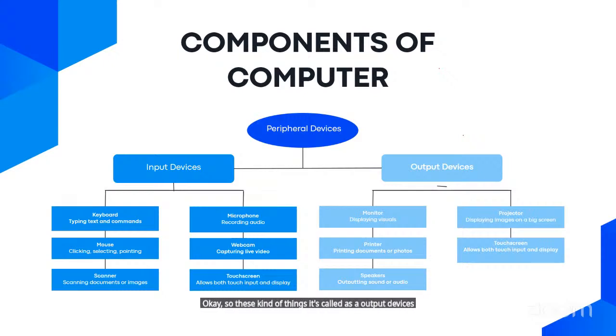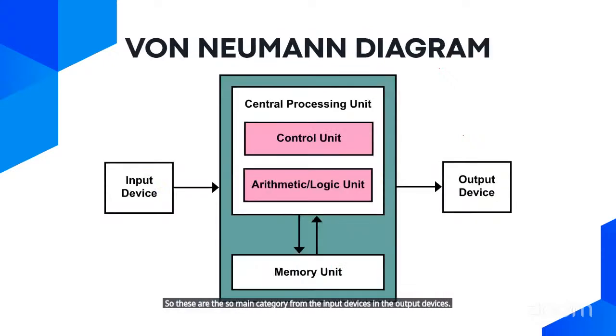For the input devices, we manually feed some data to the computer. For the output devices, while we input the data, it needs to be processed and the information given back to us. For that, we are using the output devices. So these are the main categories, the input devices and the output devices. Using this diagram, we can see we already talked about the input devices and the output devices. Okay. So these are the main things.